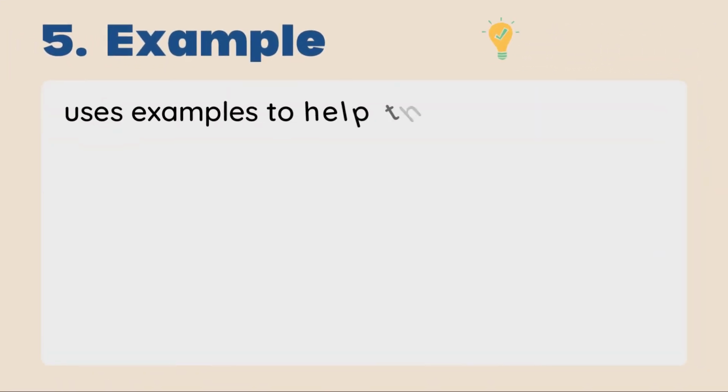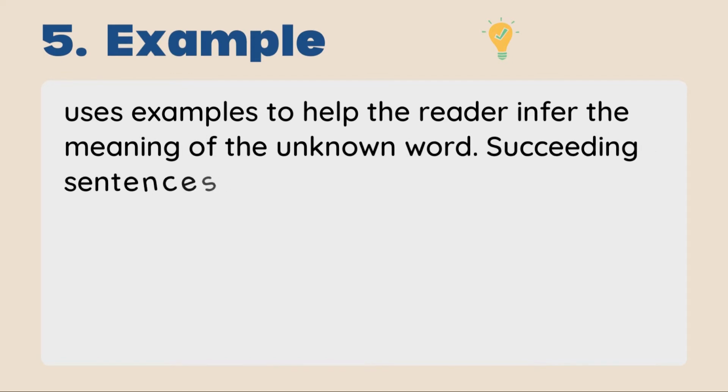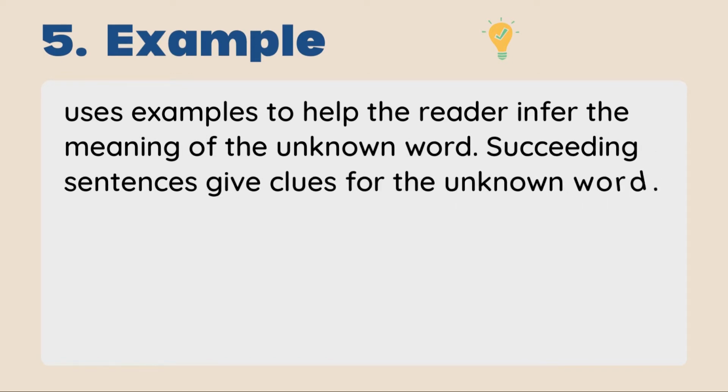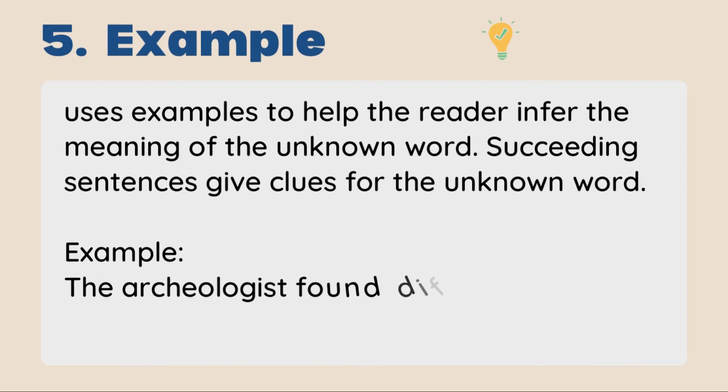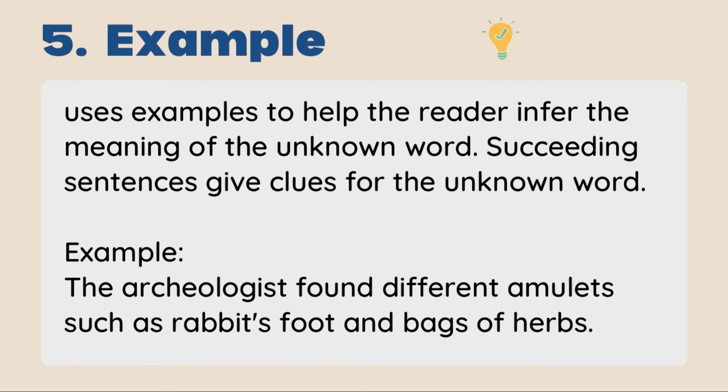Number 5. Example. It uses examples to help the reader infer the meaning of the unknown word. Succeeding sentences give clues to the unknown word. Example: The archaeologist found different amulets such as rabbit's foot and bags of herbs. The unknown word in the sentence is amulets. To help the reader understand the word, it uses examples such as rabbit's foot and bags of herbs.